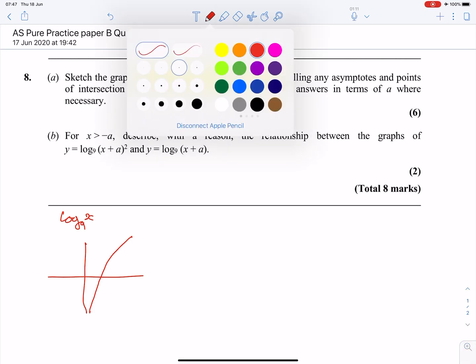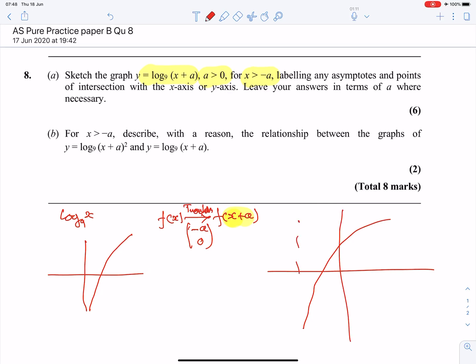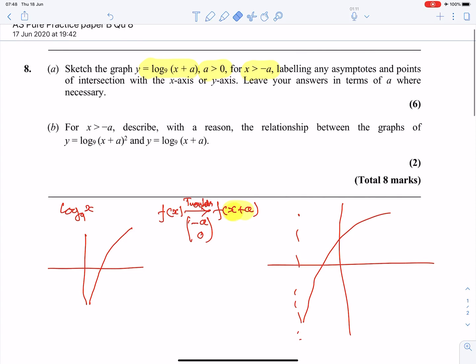Okay, so now we know that f of x mapped onto f of x plus a is a translation, and it's going to move the graph in the x direction because it's inside the bracket, so it's negative a, 0. So I'm talking about that x plus a inside the bracket. It's inside the function, so you move it sideways before you give it its shape in effect. So we now know that we've got a graph which looks that shape, and we've moved it back a. So this line here is x equals negative a. This is our graph y equals log to the base 9 of x plus a.